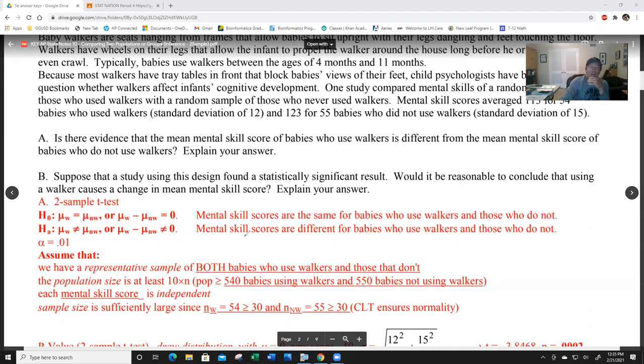All right, so here are my H0, HA, here are my assumptions. And again, you got to talk in plural. We have a representative sample of both babies who use walkers and those that don't. That's really important, the representative. The population size is at least 10n, in other words, the 10% rule. I'm sure more than 540 babies use walkers and 550 don't use walkers. And each score is independent. And we do have a large enough sample. So remember this, I love this phrase, the CLT, or the central limit theorem, will ensure normality. Great, okay? So let's check it out.